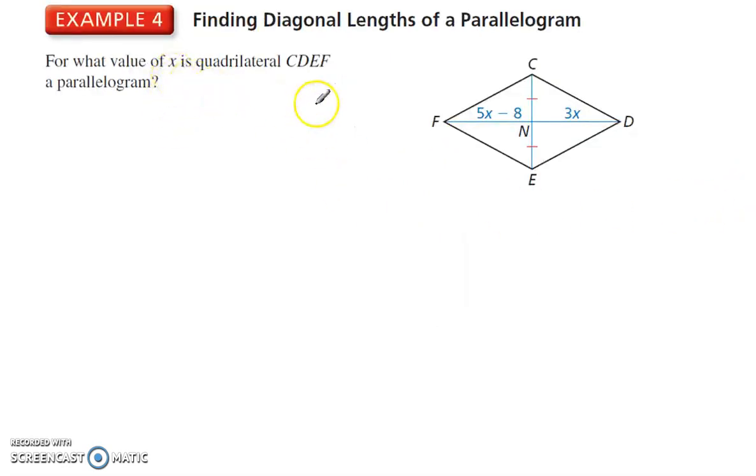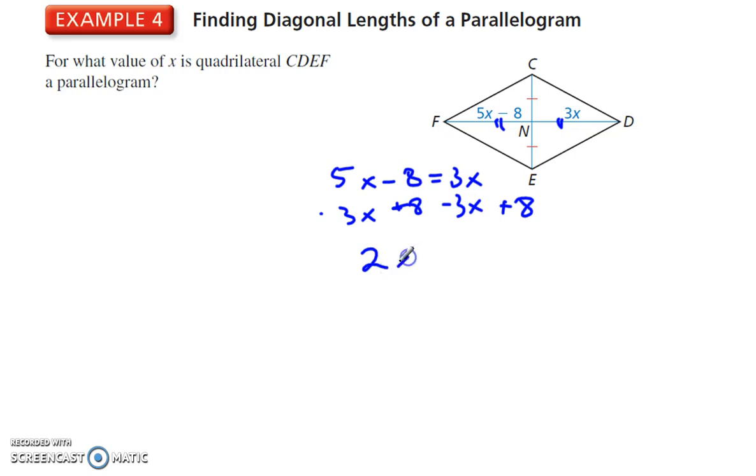All right, for what value of x is this a parallelogram? Well, Theorem 7.10 tells us that if the diagonals bisect each other, then it is a parallelogram. So if they bisect, that means that this would also be congruent to this section right here. So 5x, we need to set that equal to 3x plus 8. Subtract 3x from each side, add 8 to each side, and we get 2x is equal to 8. x is equal to 4. So if x is 4, then this is a parallelogram.